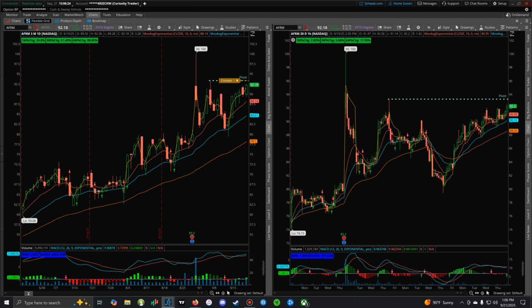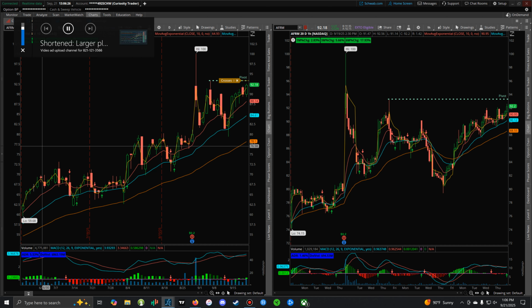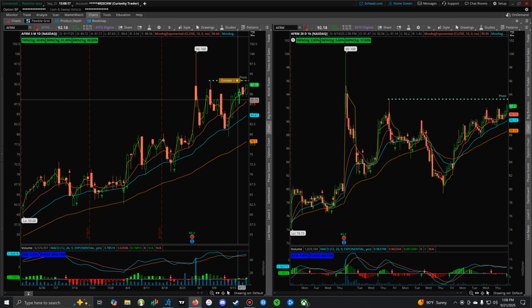Other than that, that's really all I'm going to talk about here. Affirm is one as well, nice flag. You can see it all on the heat map. But yeah, that's really all. Again, focus on setups, focus on your plays.